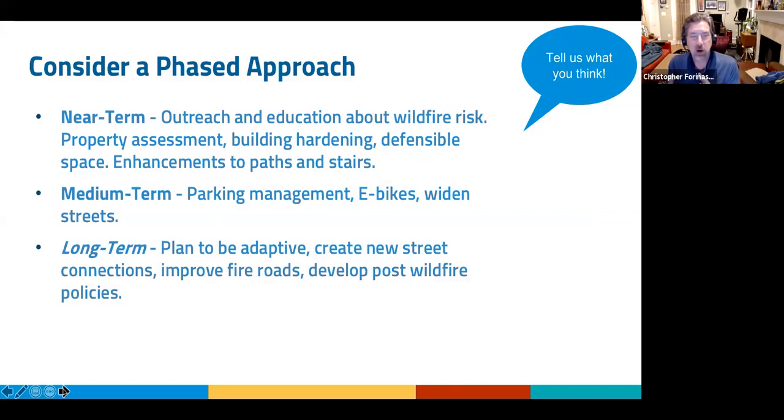In the medium term, that might require a little more money, a little more planning, some strategic street widening, an e-bike program, and in the longer term, improvements to fire roads and other connections, and thinking about if and when a fire does come, what are policies around rebuilding? What are policies around what the community would want to have happen after an event like that? So that's it for this section.